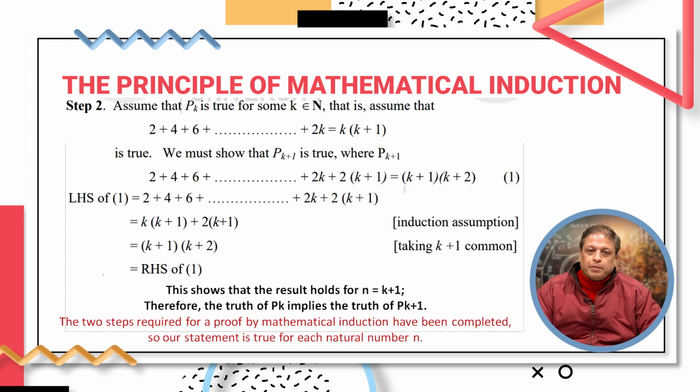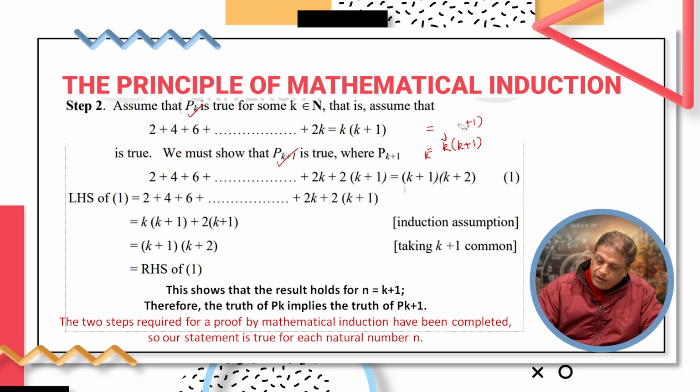Now, step 2 is to verify for any general term, say k. Now, what will be Pk? By Pk, we mean that in the expression n into n plus 1, replace n by k. So, the new term will be Pk is equal to k into k plus 1. Now, this is true. In order to verify whether this pattern is true, we need to verify it for the term k plus 1. Now, let us see how we will verify it.